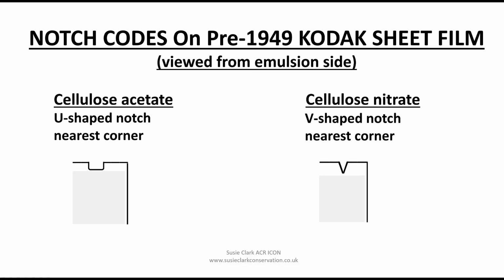Now, for identification purposes, the aim of identifying cellulose nitrate is usually to distinguish it from cellulose acetate, which we haven't talked about yet. Notch codes can be used for pre-1949 KODAK sheet film where they are present. To look at the notch codes, you look at the sheet film from the emulsion side with any notches along the top edge. There may be several notches, but look at the one that's nearest the top right corner. If it is a V shape, it indicates nitrate, and if it is a U shape, it indicates cellulose acetate.